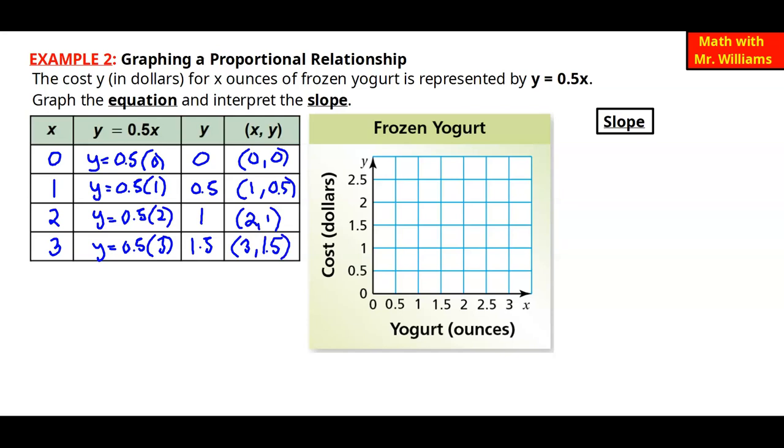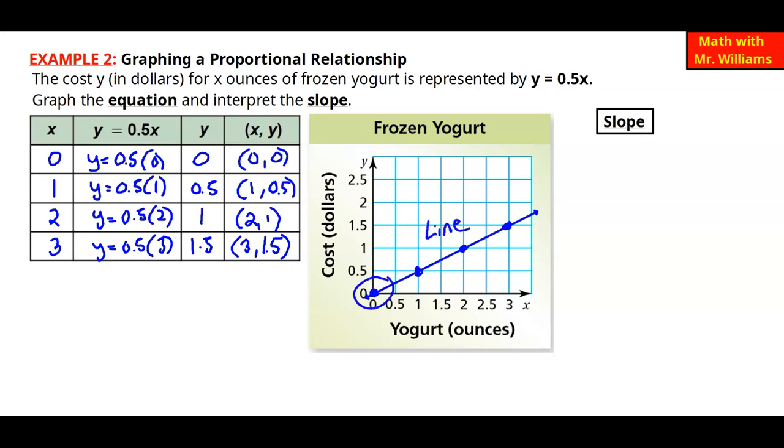All right, let's go ahead and graph it. So we see 0, 0 is the first one. The next one is 1 and 5/10. So we go over to 1 and up to 5/10. Then we have 2, 1. So we go over to 2, up 1. Then we have 3 and 1.5. So we go to 3, up to 1.5. Let's go ahead and connect those. We can see this is a proportional relationship because it is a line and it goes through the origin.